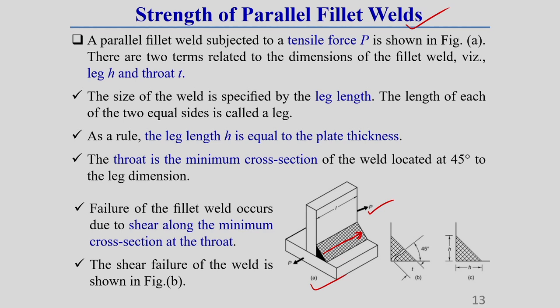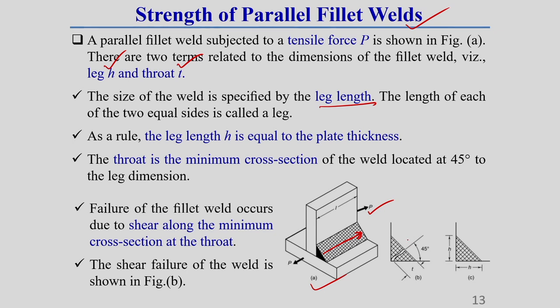Now, in case of a parallel fillet weld joint, one thing you should keep in mind is that we generally use two different terms to specify the dimensions of the fillet weld. One is called the leg S, and the other is called the throat t. The size of the weld is generally specified by the leg length, and the throat thickness is a very important parameter, where most of the failure occurs in case of a fillet weld joint. That is why t is also an important dimension. But the fillet size we generally specify by the leg length S. The length of each of the two equal sides is called the leg.